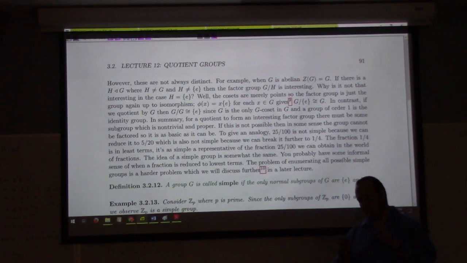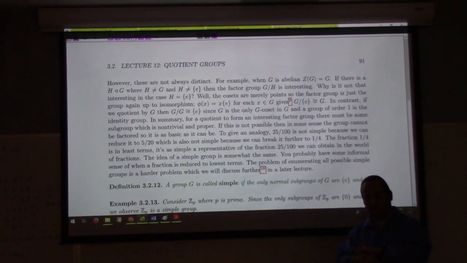So if you have a group that doesn't allow factoring, except in the most trivial sense, because you can always factor a group by the identity subgroup. That's just not interesting. If you look at the factor group by the identity subgroup, all that does is put every element in its own equivalence class. So it's basically just saying take G and wrap every single element in a pair of curly brackets and multiply like usual.